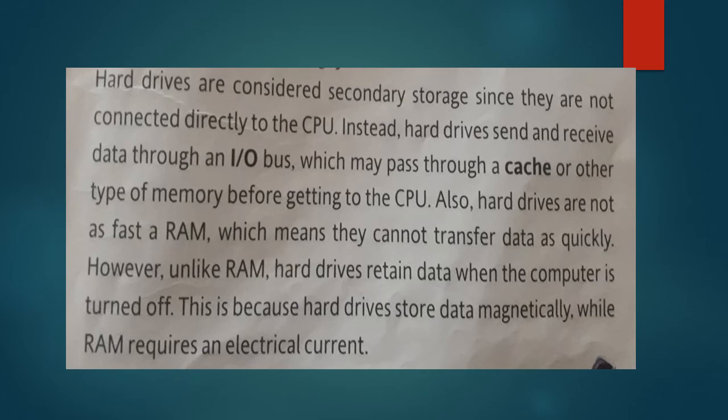However, unlike RAM, hard drives retain data when the computer is turned off. We have discussed earlier that RAM stores the data temporarily. As soon as the computer is switched off, the data will be erased. But in hard drives, the data remains in the computer when the computer is turned off. This is because hard drives store data magnetically, while RAM requires an electric current. This is the difference between the RAM and the hard drive.